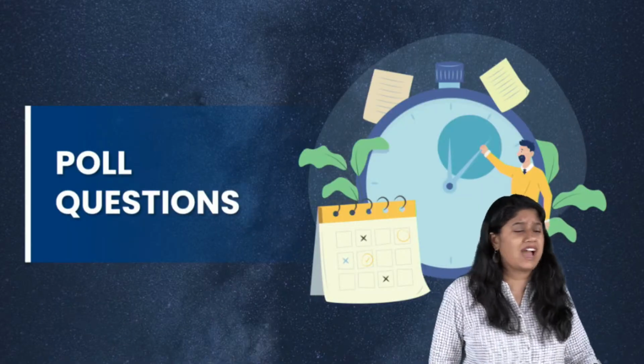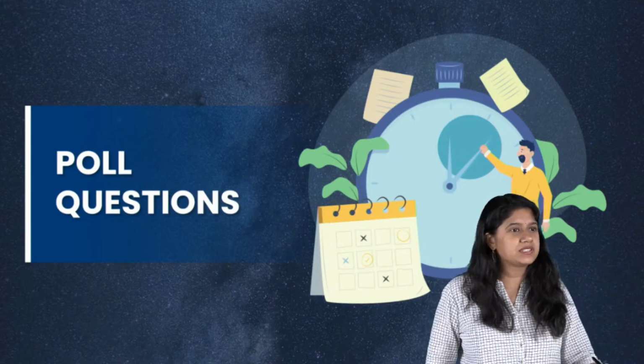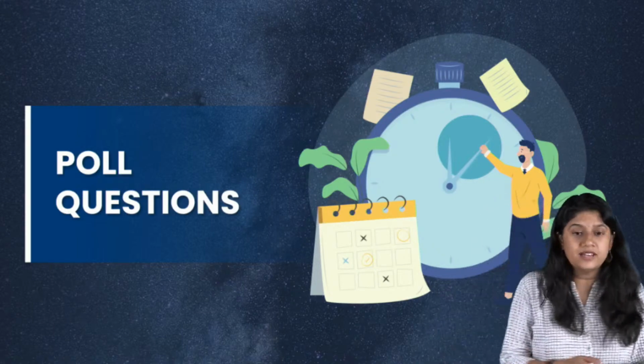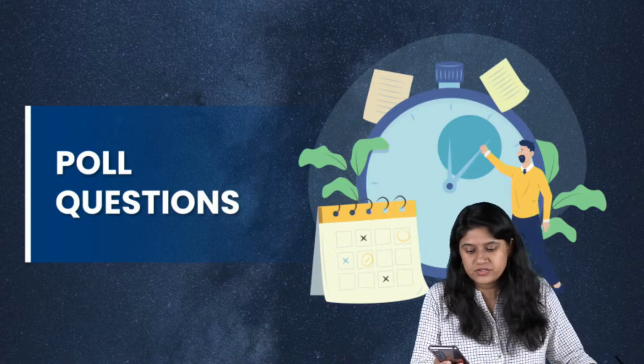So we have the poll questions, we have 10 poll questions. We'll have the options A, B, C, D, right, Ranjit sir? And everyone, all of you need to vote. Chaliye. So are you ready? Are you ready for the challenge?